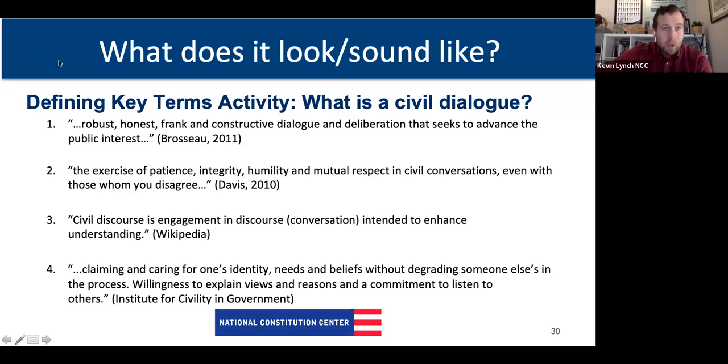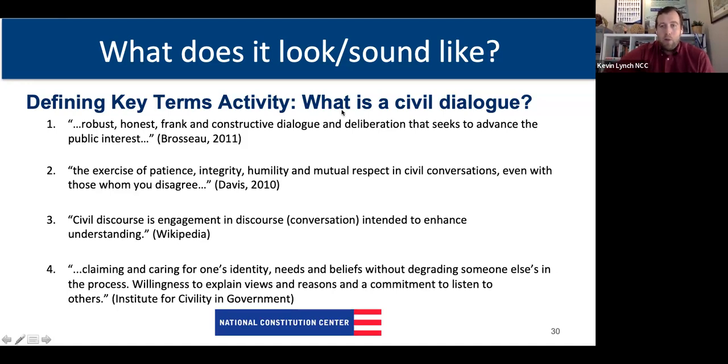So 2 and 4 as well, the significance of 4, claiming and caring for one's identity, needs, and beliefs without degrading someone else in the process. And we talked about that earlier, this idea of disagreeing with a point of view, not trying to make it personal, and trying to ground the conversations and the disagreements over the Constitution.